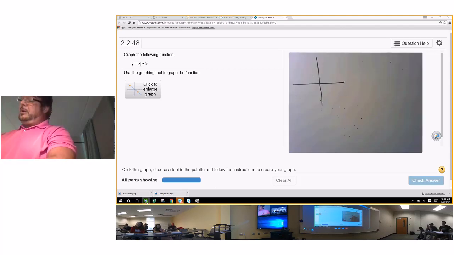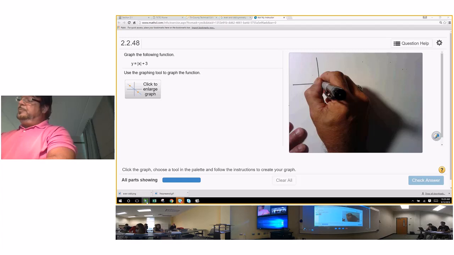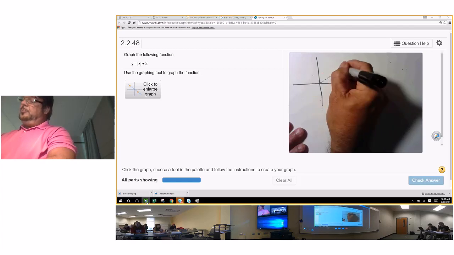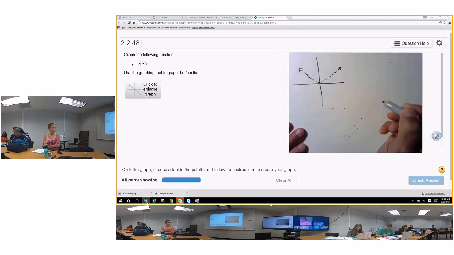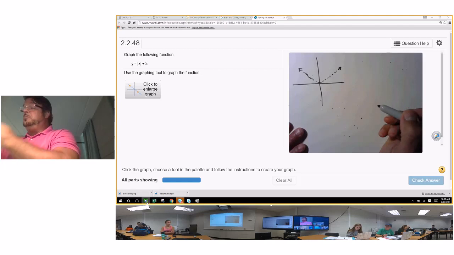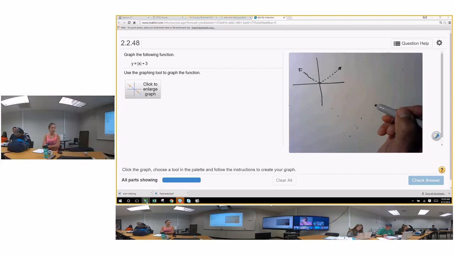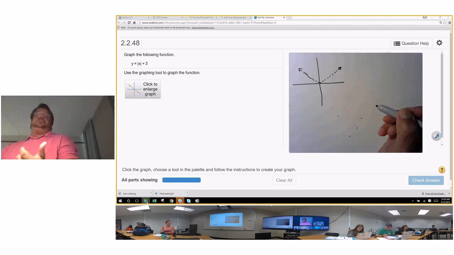So the parent graph looks like that. Looks like a V. So what does that 3 tell you? And that's the vertical increase. Okay, how do you know it's a vertical shift? How do you know it's not a horizontal shift?